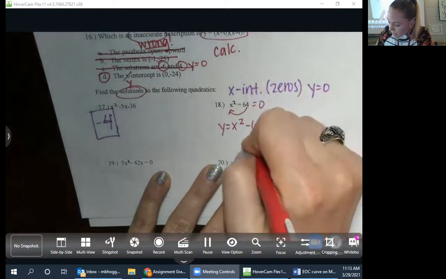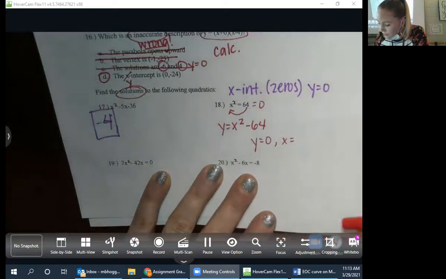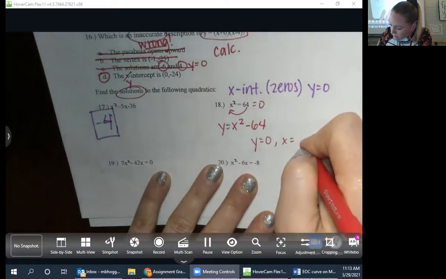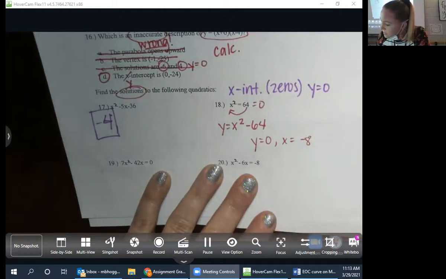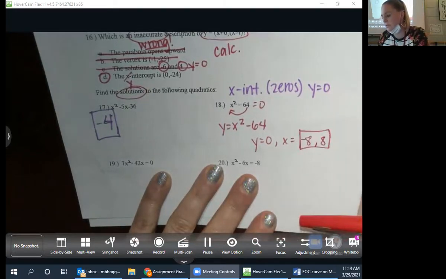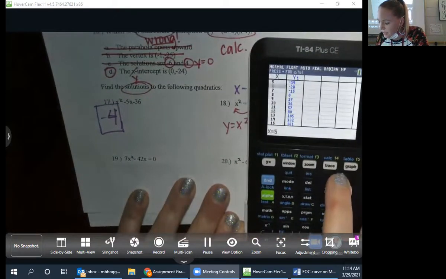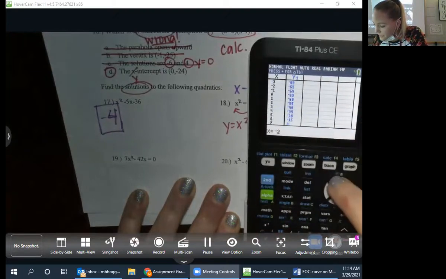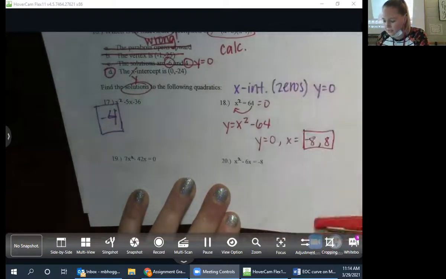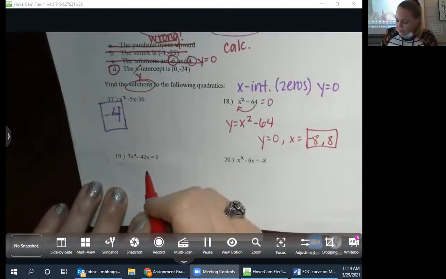Y is 0 at x equals -8 and +8. All right, so those are your zeros. You need to make sure you scroll through your calculator and make sure you find all the zeros. So there's one at +8, and there was another 0 at -8. So make sure you check that. So this one had 2 solutions, -8 and +8. Let's look at number 19.